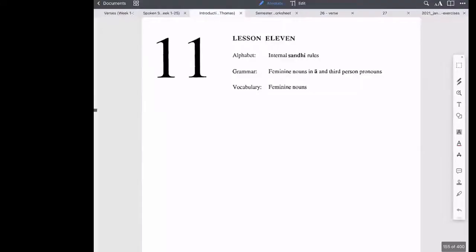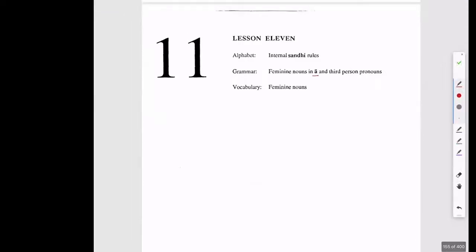Okay, we're going to learn about internal sandhi. We're going to learn about feminine a and third person pronouns we will do next week. We will also learn about feminine nouns. Okay, so this will all make sense today.